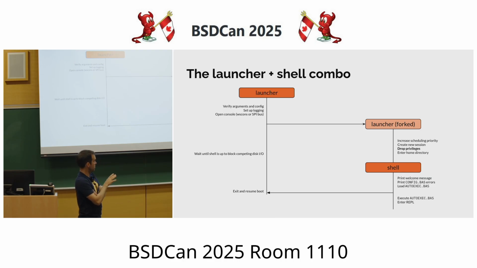When the shell is running, it will print the banner at the beginning. It will print any errors that the shaper recorded if it found any syntax errors in the configuration file, because you don't want to stop the boot process if there are any mistakes, right? So it saves the errors somewhere else where you can actually fetch them later and read them. It loads the autoexec file in memory, which is used for system initialization. And then it tells the launcher that, hey, I'm done with I/O. Go on, and let the system continue starting up. And then the shell will actually execute autoexec.bas if it was present and enter the REPL for you to start typing commands.